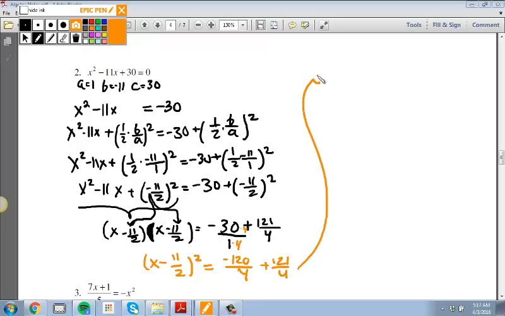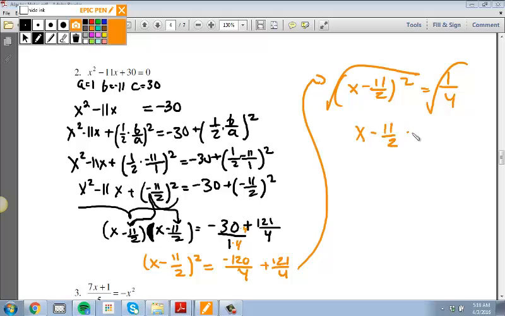And then I have negative 120 plus 121, which is 1 over 4. Now I'm ready to do the square root method. So x minus 11 over 2 is plus or minus the square root of 1 over 4, but the square root of 1 is 1, and the square root of 4 is 2.